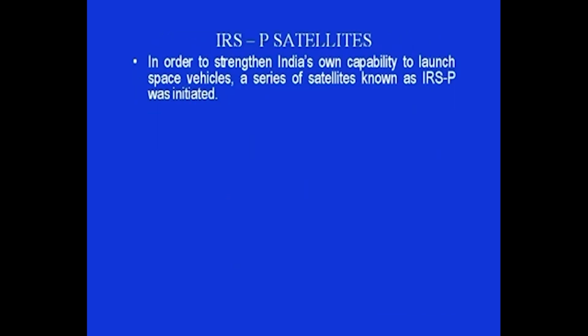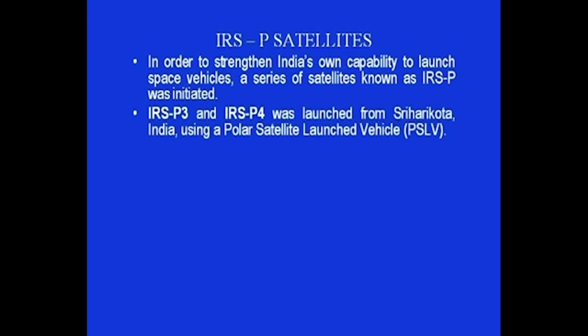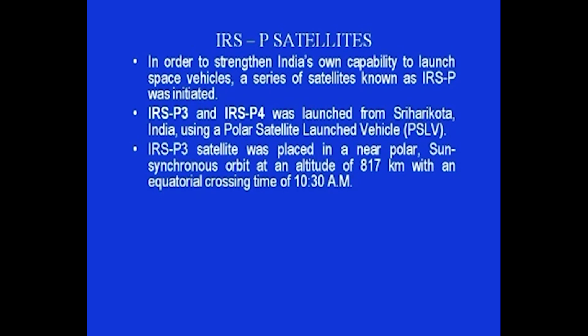In order to strengthen India's own capability to launch space vehicles, a series of satellites known as IRS-P was also initiated. IRS P3 and P4 were launched from Sriharikota, India using a Polar Satellite Launch Vehicle or PSLV. IRS P3 satellite was placed in a near polar sun synchronous orbit at an altitude of 817 kilometers with an equatorial crossing time of 10:30 a.m.